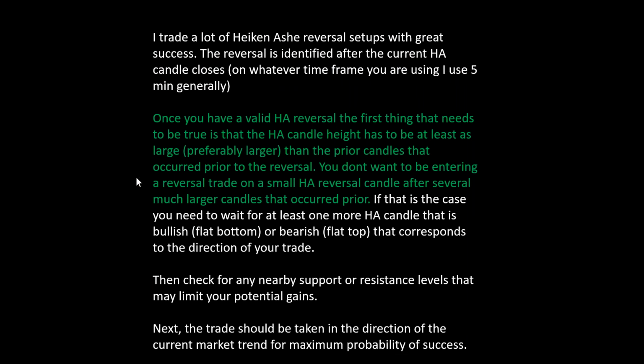And again, I do want to iterate this. Once you have a Heiken-Ashi reversal, the first thing that needs to be true is the Heiken-Ashi candle height has to be at least as large, preferably larger, than the prior candles that occurred during the reversal. In other words, if you get big, huge red candles coming down, you don't want to jump into a Heiken-Ashi reversal on little bitty Heiken-Ashi reversal candles to the upside, because you don't have enough force. You might have to wait for a few.